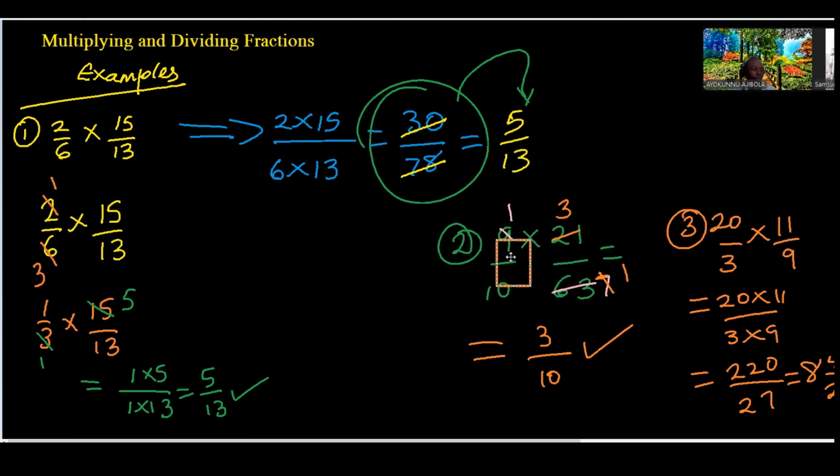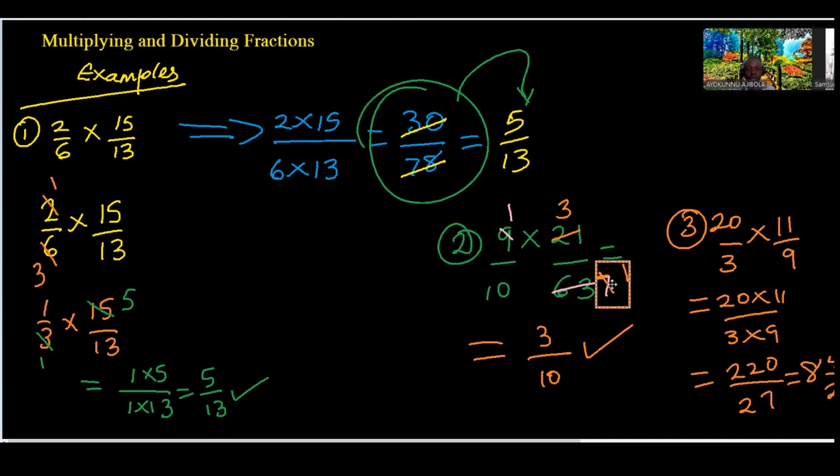Now, for number 2, I have 9 over 10 times 21 over 63. So instead of saying 9 times 21 and getting a big number and 10 times 63 getting a big number, I just look at the numerator and the denominator, which number can divide them. 9 can divide 9 and 63. So 9 in 9 gives me 1, and 9 in 63 gives me 7. Is that clear?